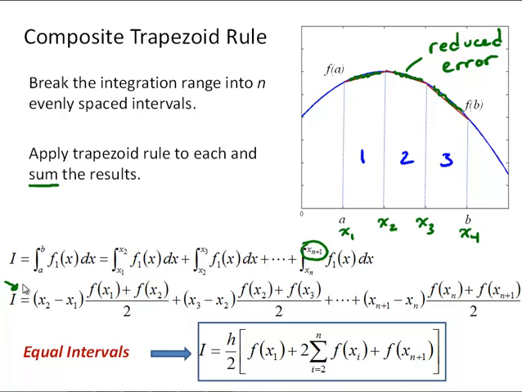And then if we assume that these are equally spaced integrals to simplify the equation, we will call the interval spacing h, and that's just going to be x2 minus x1. If those are all equal, h would also be b minus a over n. Then this equation simplifies to a composite trapezoid rule. I is equal to h over 2 times f of x1 plus twice the sum of all of the internal points plus the last function evaluation.